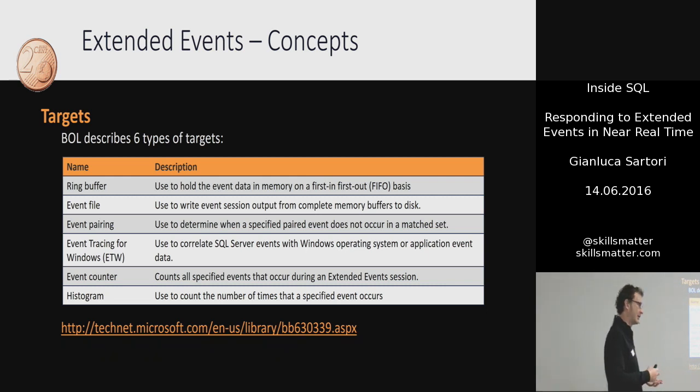So we have the event counter, which basically counts all the events that come to the target, and the histogram target that is used to group the count that we do on the events. So we can use one of the fields or the action as a grouping field for the count. And this is the URL where you will find the description of all the targets. Okay, great. So we're all covered. We have targets for whatever we need.